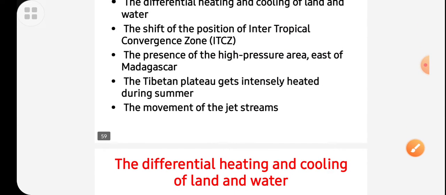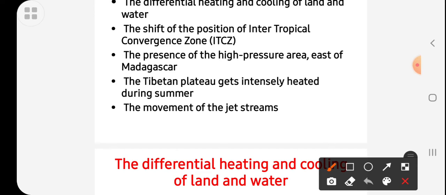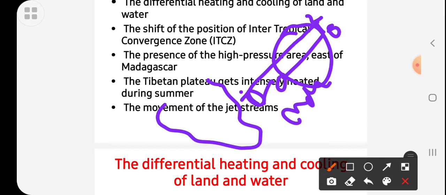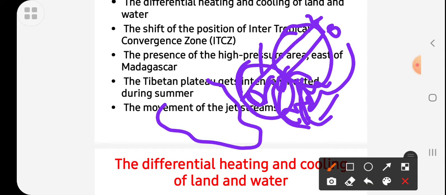Okay. Now the third is the presence of a high pressure area east of Madagascar. Madagascar is one of the islands near Africa, approximately 20 degrees south. When we draw the Earth diagram to 20 degrees, Madagascar comes under 20 degrees south. In the Indian Ocean, the intensity and position of the high pressure area affect the Indian monsoon, because the high pressure area generates here and the winds move from east to west toward the Indian landmass.